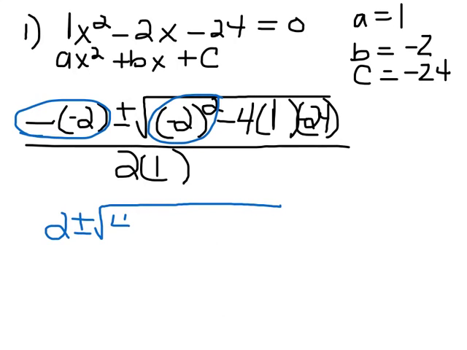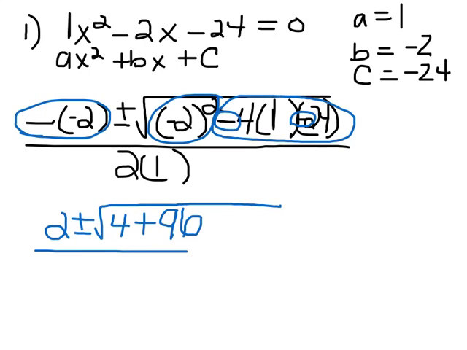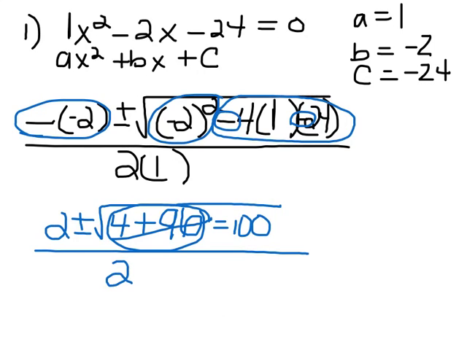Negative 2 times negative 2 is a positive 4. So when we have a negative number and it's squared, it has to be in those parentheses, we get a positive number. Here we have negative 4 times 1 times negative 24. Well, a negative times a negative is a positive. And then 4 times 24 is 96. That is all over 2 times 1, which is 2. The next thing we can do is actually add the 4 and the 96 together. 4 and 96 gives us 100.